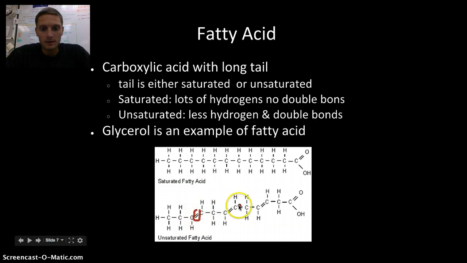Here's one. Here's another one. Here's another one. And in these double bonds, what they're doing is removing the ability of these different carbon atoms to make more bonds. And so because of the double bonds, we have fewer hydrogens. And so as a result of that, we call it unsaturated. So these are unsaturated fatty acids. Glycerol is an example of a fatty acid, and we'll take a closer look at fatty acids and fats a little bit more coming up here.